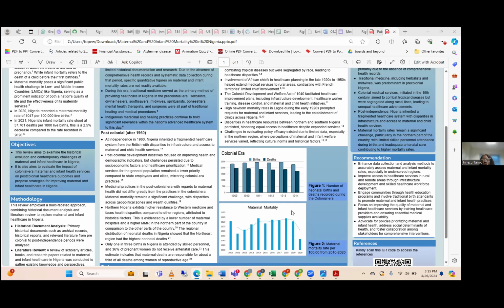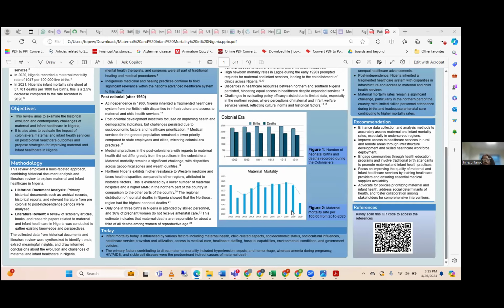And we need to also advocate for policies that prioritize maternal and infant health, addressing social determinants of health, and foster collaboration between stakeholders. And you can scan this QR code for my references. Thank you.